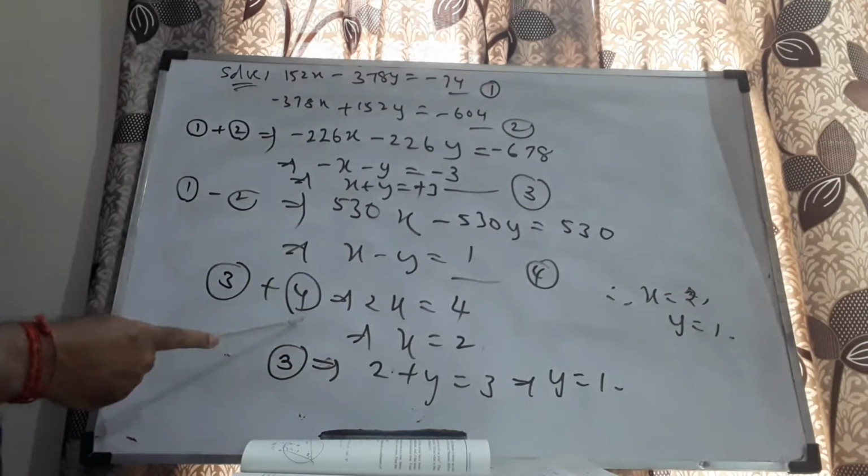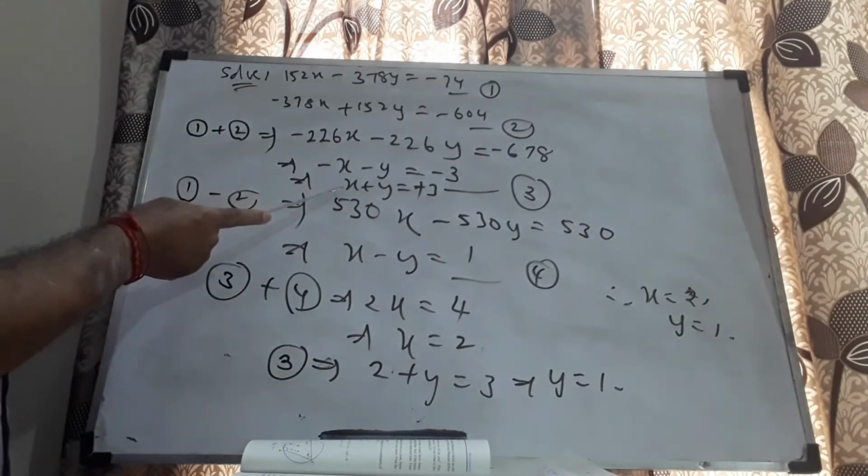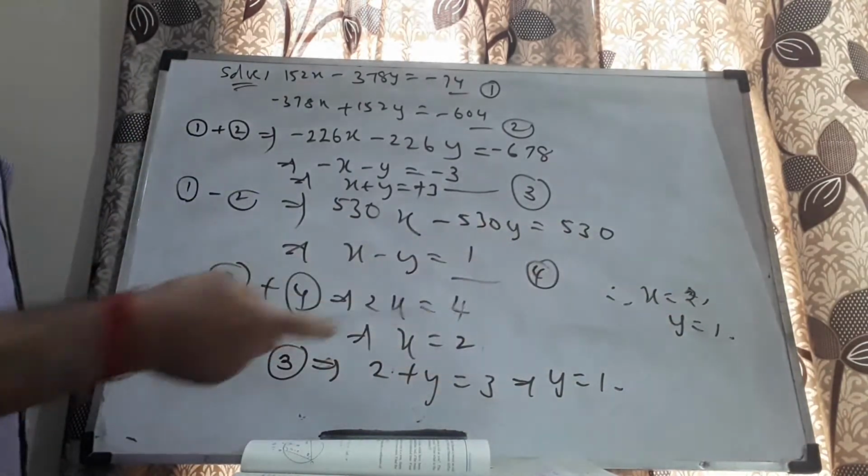Equation 4. Add 3 and 4. 2x is equal to 4. x is 2. Substitute x equal to 2 in 3. 2 plus y is 3. y becomes 1. Therefore, x is equal to 2, y is equal to 1 is the solution.